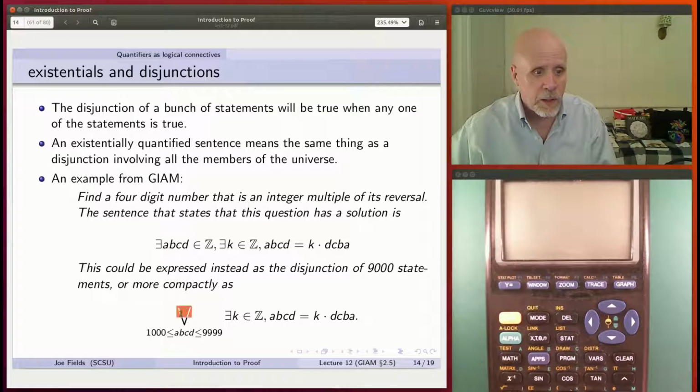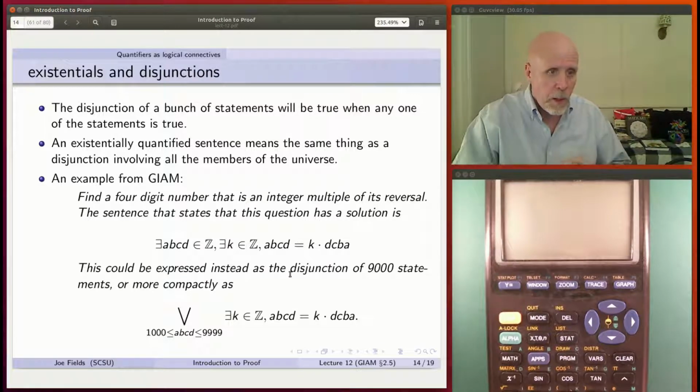That's actually right down here at the bottom of the screen. I can't highlight it because it's a double-height character. But that's a giant or. Well, here's an example, a little problem in recreational math. Find a 4-digit number that is an integer multiple of its reversal.